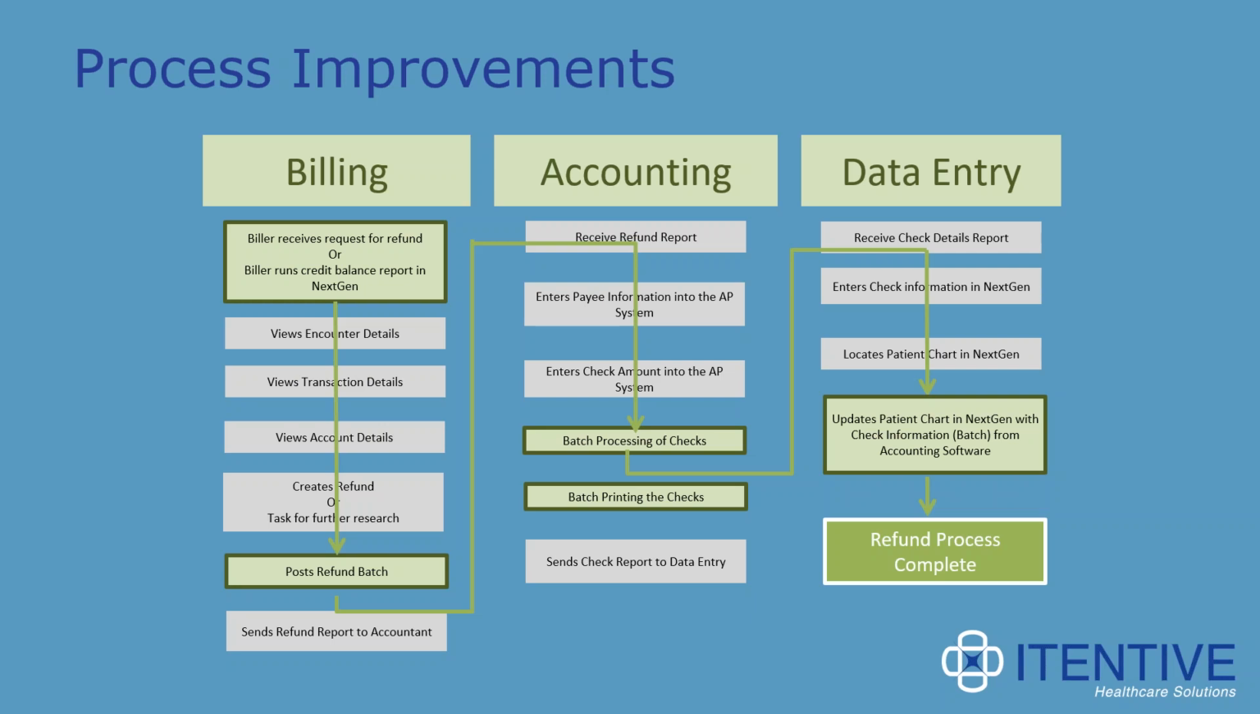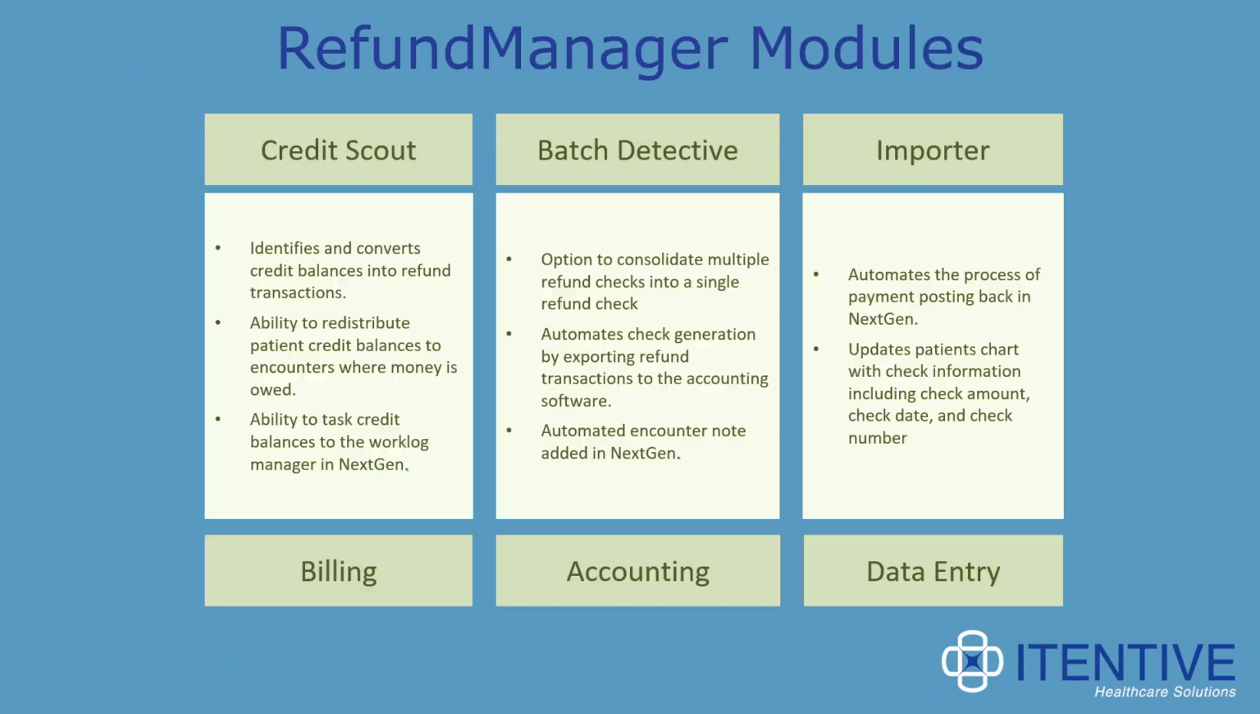At the end of the process, when you're done printing the refund checks, on the back end, some organizations will enter that printed check information as far as check number, check date, check amount, back into NextGen and back into the patient account or patient chart. Refund Manager does that for you automatically through one module that we created. So it will automatically update that information for you where you don't have to manually do that. So we call it streamlining on the front end and automation on the back end.